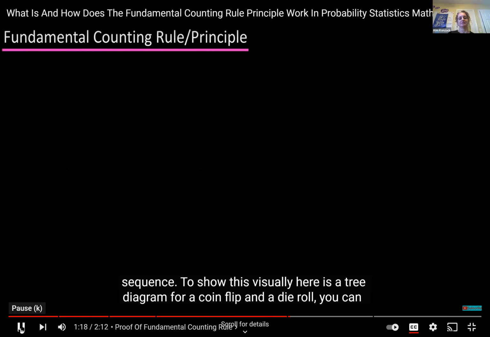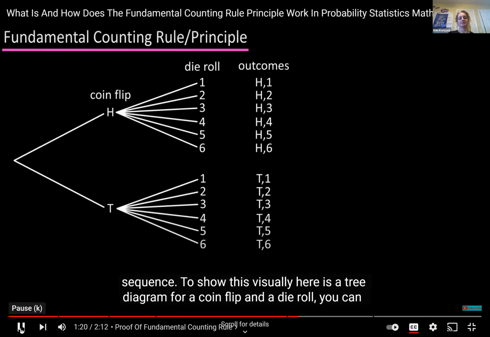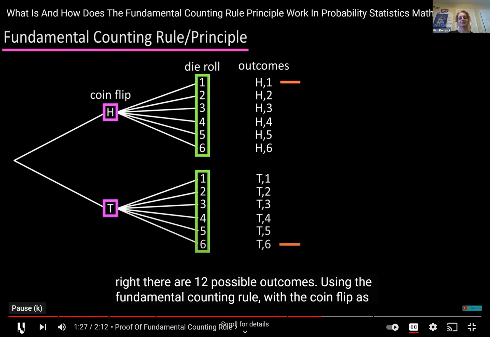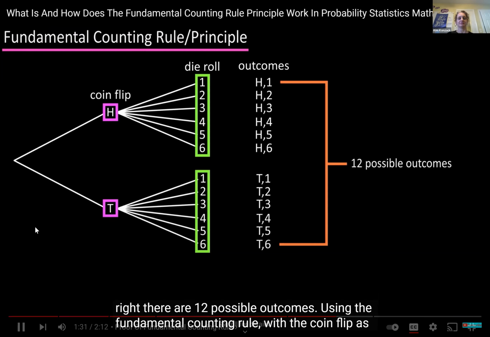To show this visually, here is a tree diagram for a coin flip and a die roll. You can have a head or a tail on the coin flip and a 1 through 6 on the die roll. As you can see on the right, there are 12 possible outcomes. Using the fundamental counting rule with the coin flip as event 1.